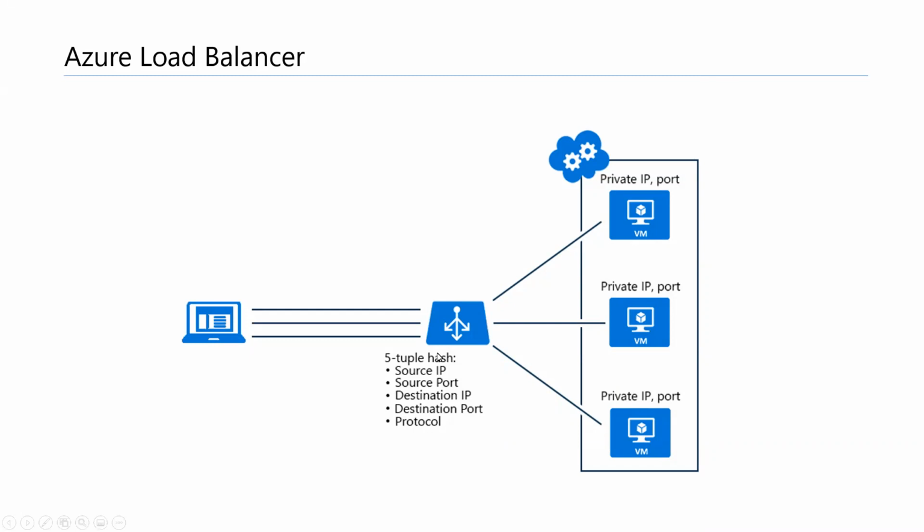In this picture, you can see the client machine making a request to the load balancer, and the load balancer distributing the load among the three machines. All three machines are not exposed to the public. They all have private IP addresses.